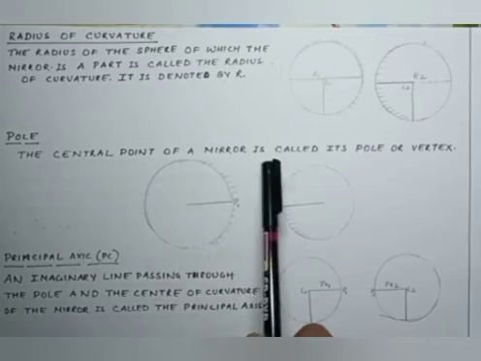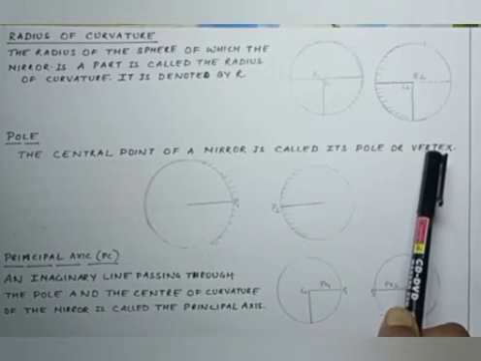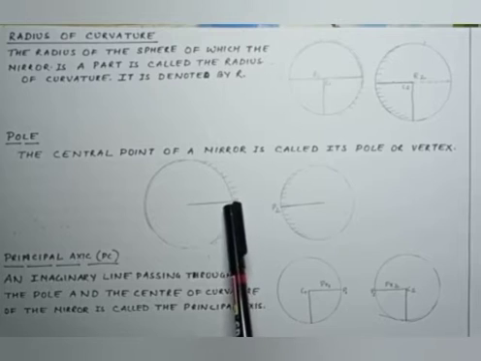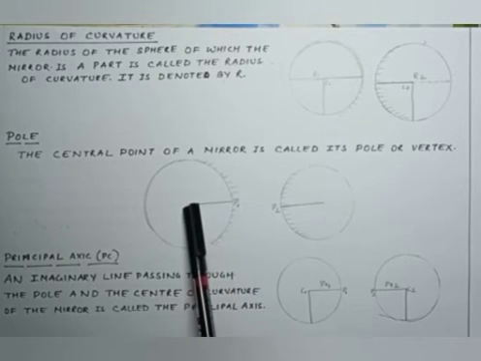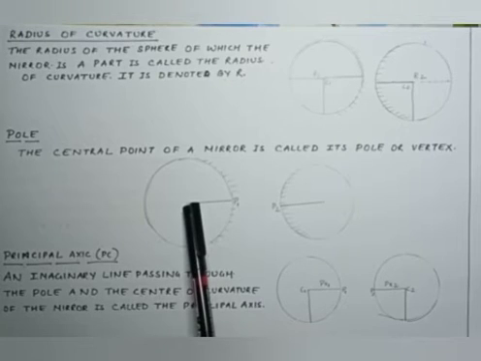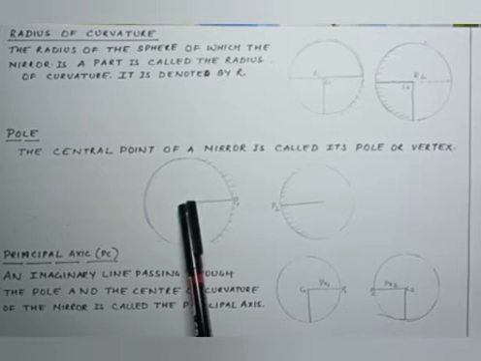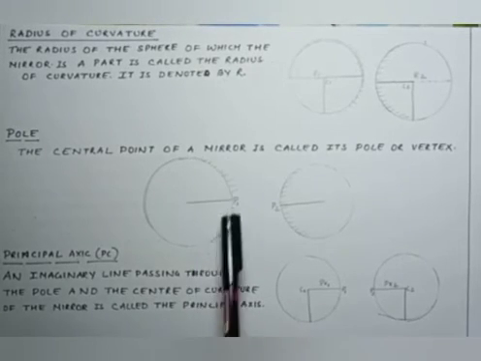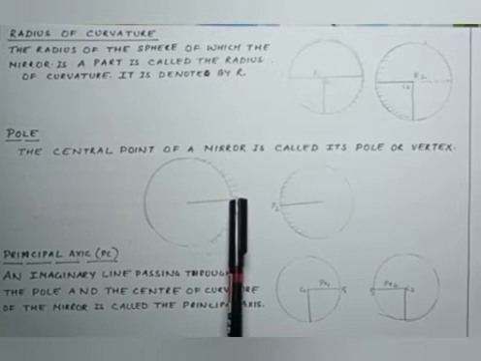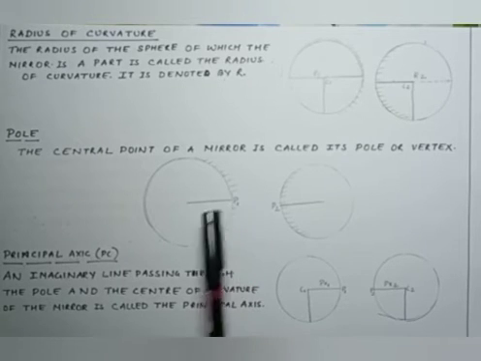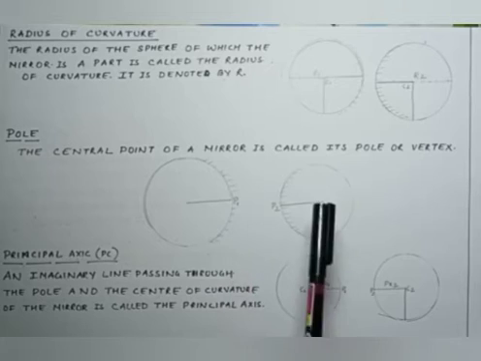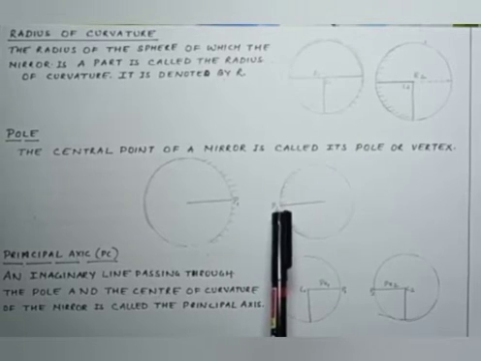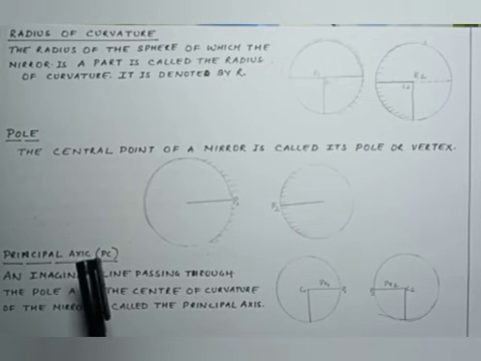Let us move to another topic, that is pole. The central point of a mirror is called its pole or vertex. Over here, if this is the center of curvature of a sphere, then this is the central point of a mirror. This is the central point of a mirror, that is called P1. For concave mirror I have denoted it with P1, and for convex mirror I have denoted it with a capital letter P2.